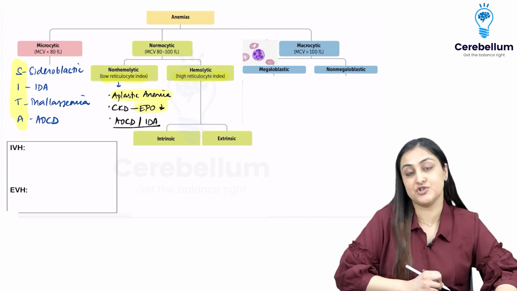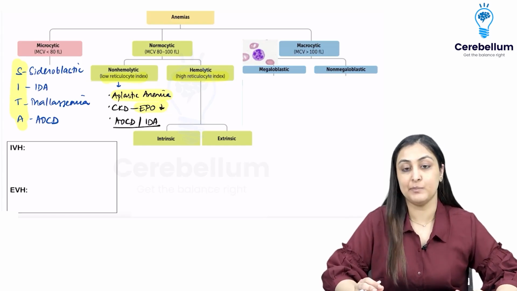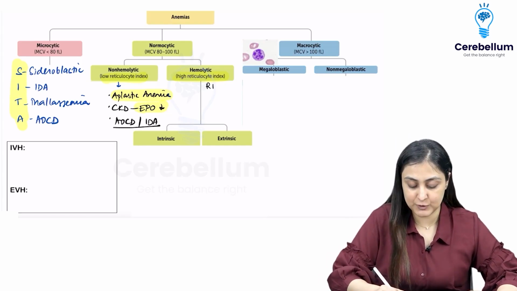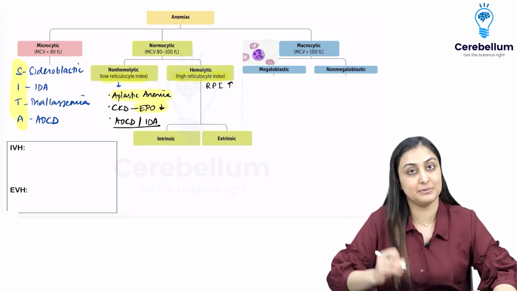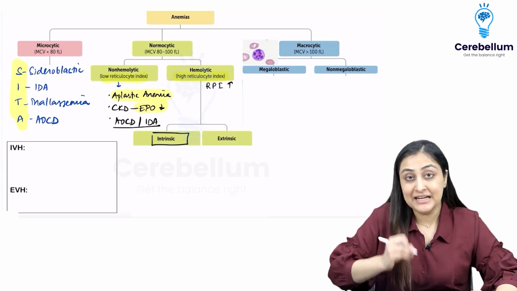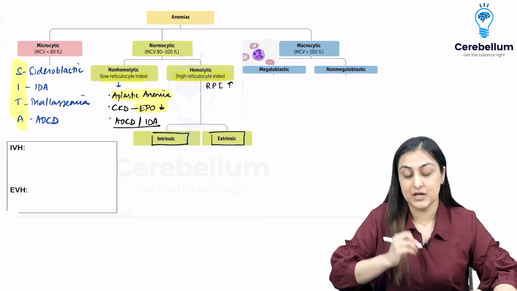Takeaway is EPO deficiency and aplastic anemia. Now coming to the main exam important category, which is hemolytic anemia. We have already seen that the reticulocyte proliferation index is going to be high. Now, here it could be because of maybe an intrinsic damage in the RBC or because of extrinsic factors.